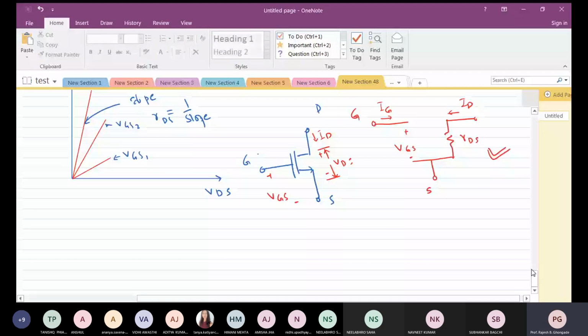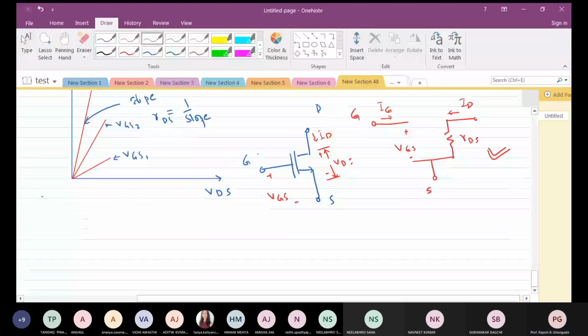Now, let us start our discussion with the P MOSFET. How will the P MOSFET behave? Okay, so the PMOS, it is very important for us to understand NMOS as well as PMOS. So for PMOS, the device is off, the transistor is off.